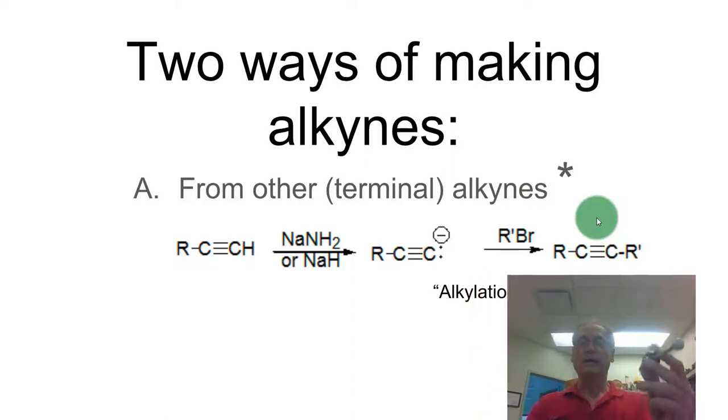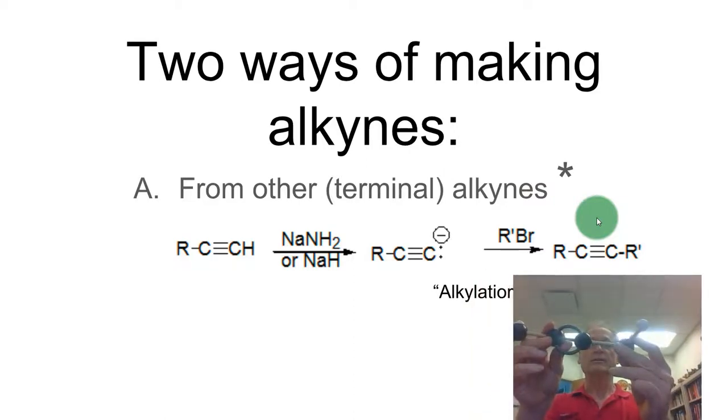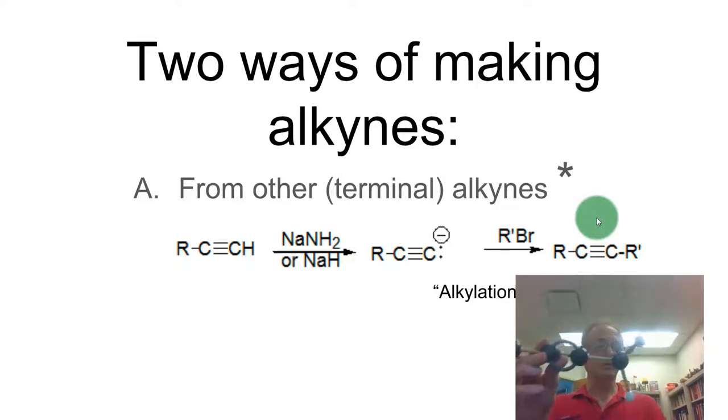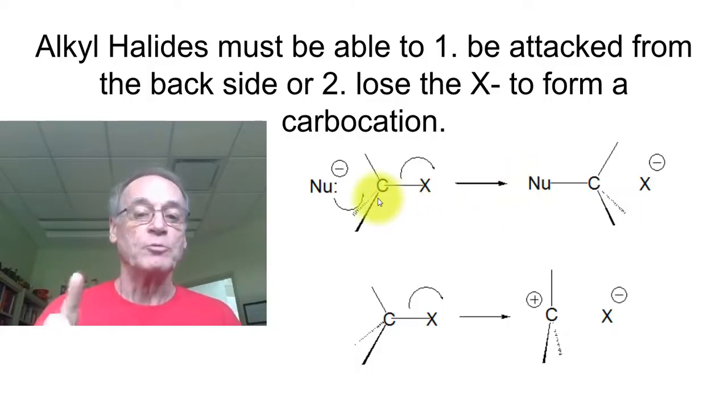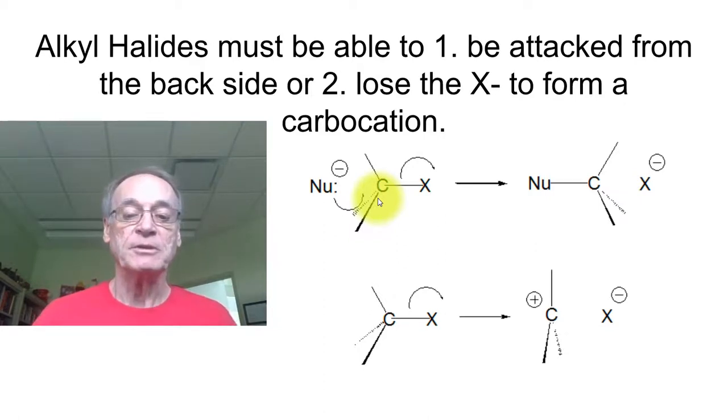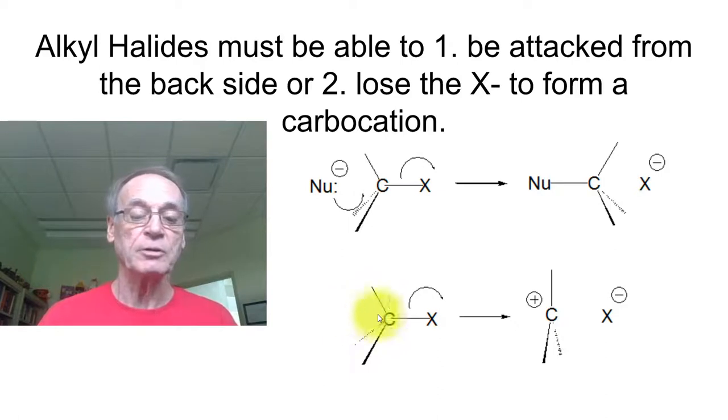And then, here comes the group in, and it attaches on the back of where the halogen was. So the halogen has just left from this side right here. The hydrogens have flipped over like an umbrella in the wind. That's one possibility. The other possibility is that the carbon may lose its halogen directly without any nucleophile attacking.